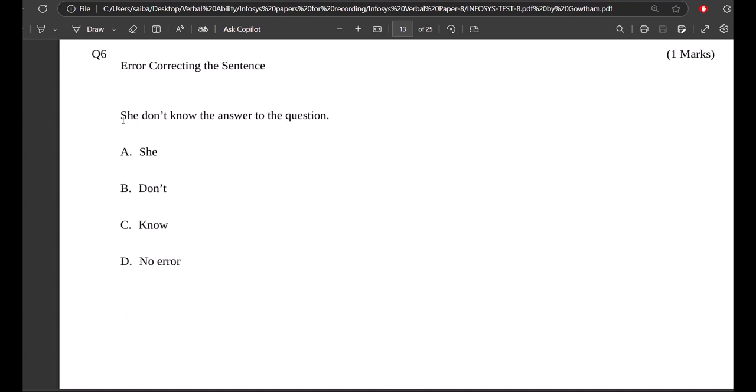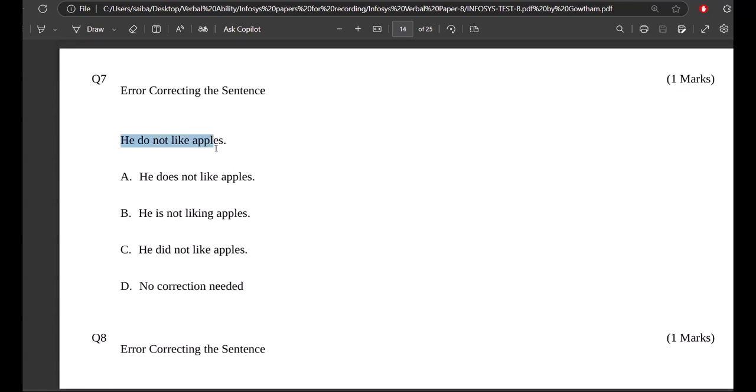Next one, she do not know the answer to the question. So as we know, she is singular, always he or she, it, we have to use does not. So the error is in B. We have to use does not.